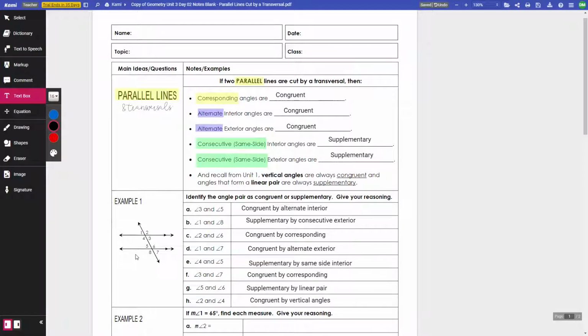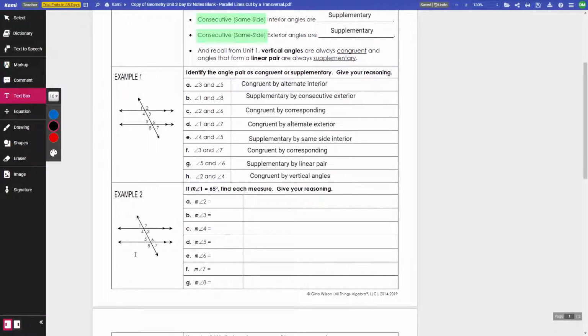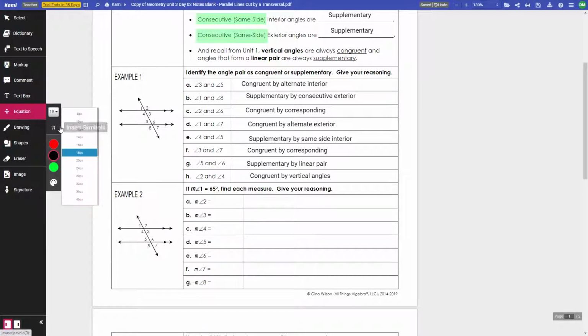Let's go down here and let's try to find some actual measures here. So we are given that the measure of angle 1 is 65 degrees. So I'm going to make a slightly smaller font here, and I'm going to say that this is 65 degrees.